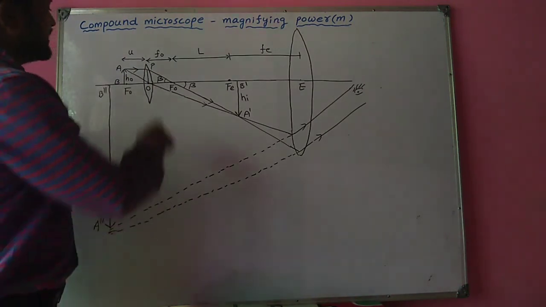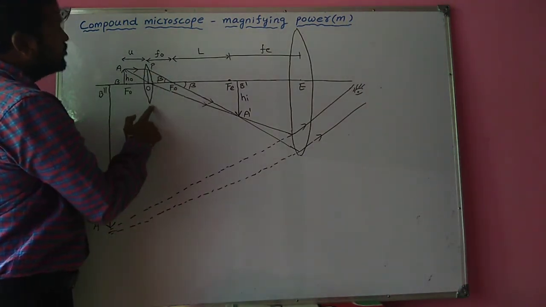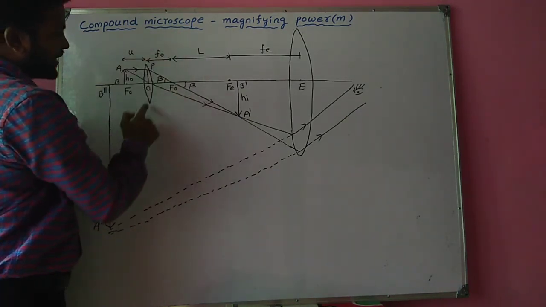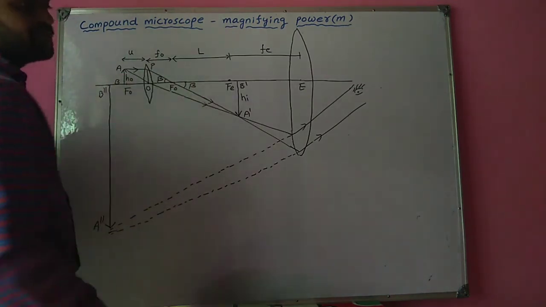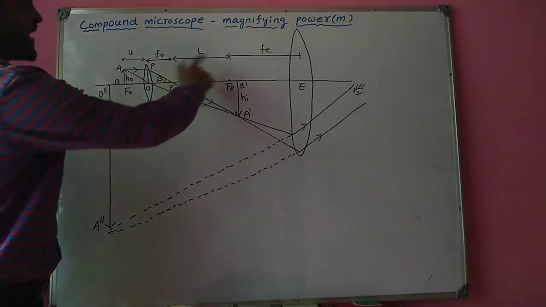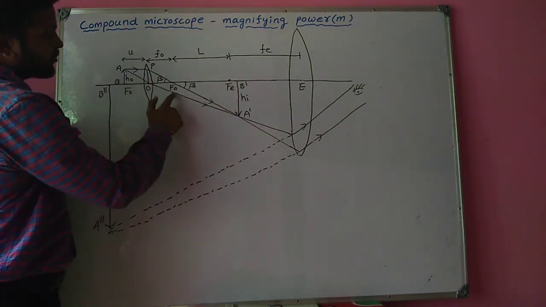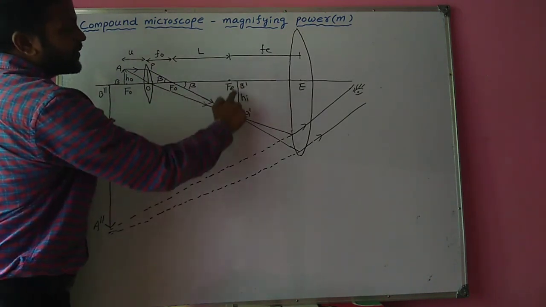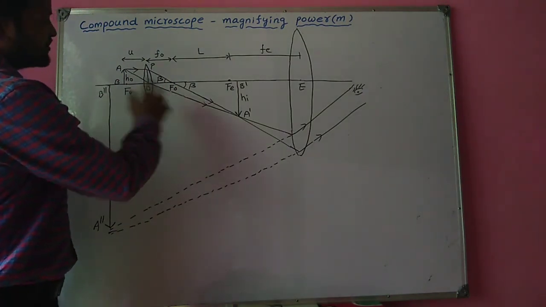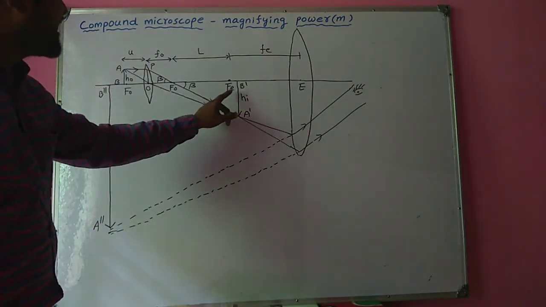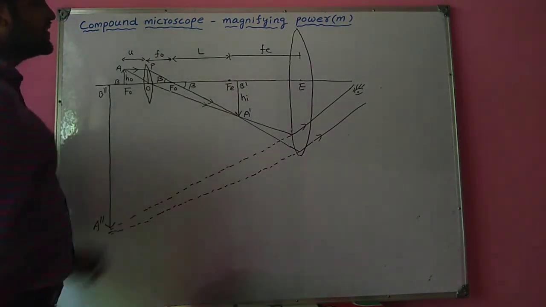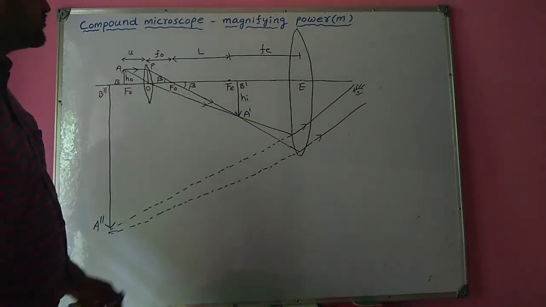Now here FO is the focal length of the objective, U is the object distance for this objective, and L is the tube length. So what does tube length mean? The distance between the second principal focus of the objective and the first principal focus of the eyepiece, that is, the distance between FO and FE, is called L. L is called the tube length.